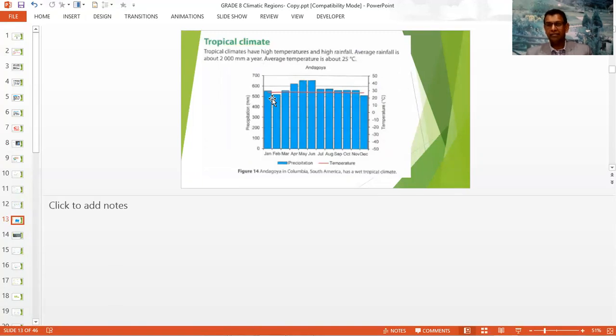So the areas along the equator are experiencing a temperature of 27 to 28 degrees Celsius throughout the year. We know why. The sun's rays strike directly. The sun's rays pass through a smaller atmosphere, and therefore more of the sun's rays will be able to reach the Earth's surface.